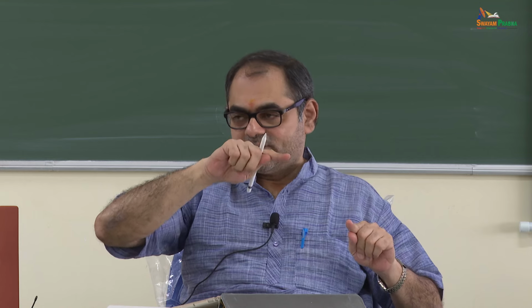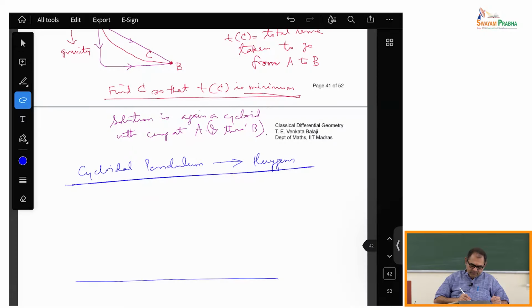And the answer is again this beautiful picture: you take a cycloid and take the special involute, which is also a cycloid. So the picture is like this. You have the original cycloid like this. Let me draw this. So you have the original cycloid.